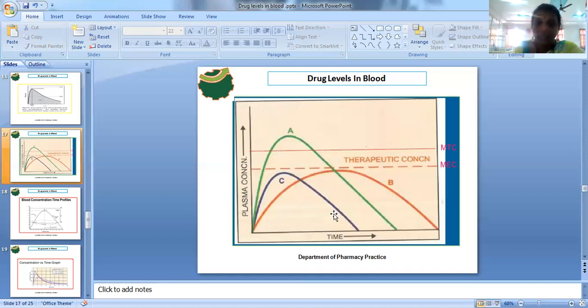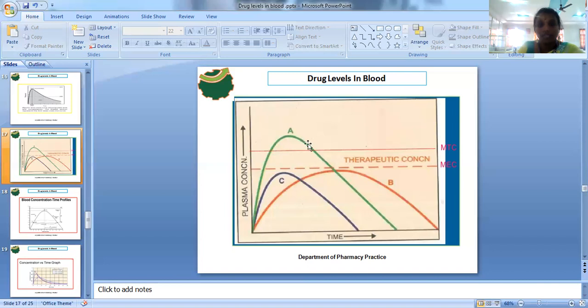Whereas the C graph remains for a very short period of time, but it also fails to give the therapeutic action, since it is below that particular MEC level only. Even though it is a shorter period, if that blue curve were above the MEC, it would be possible to give the therapeutic action. Both graphs are at a subtherapeutic level, which fails to give the therapeutic action.